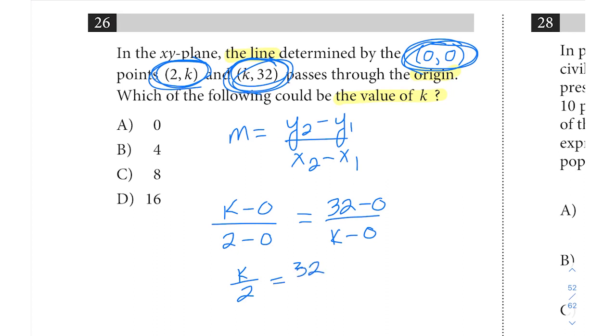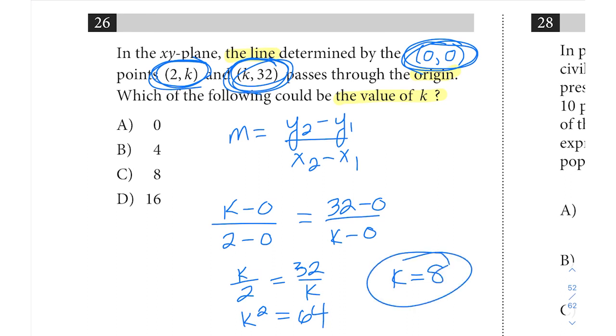So here, the minus zeros we can ignore. That simplifies to k over 2 equals 32 over k. Cross multiply, k squared equals 64. And take the square root of both sides. K equals 8 will be our correct answer here on 26.